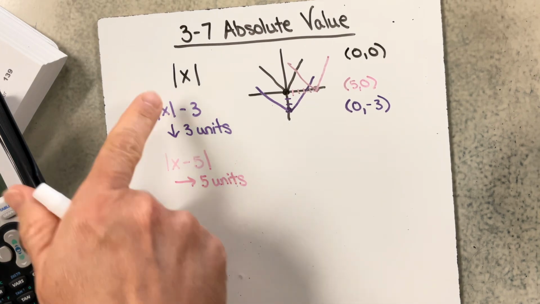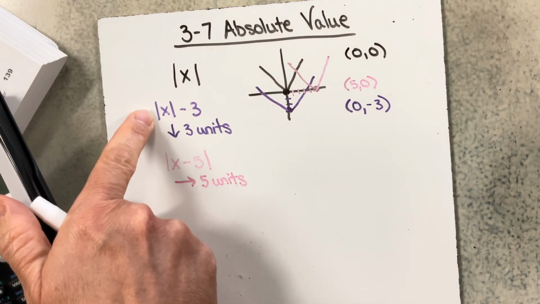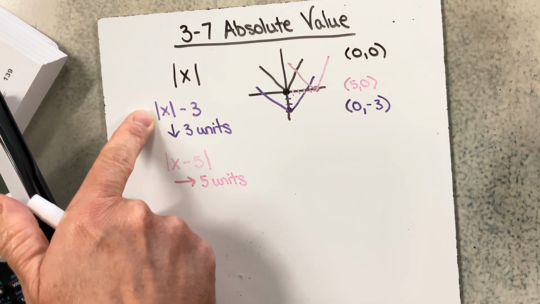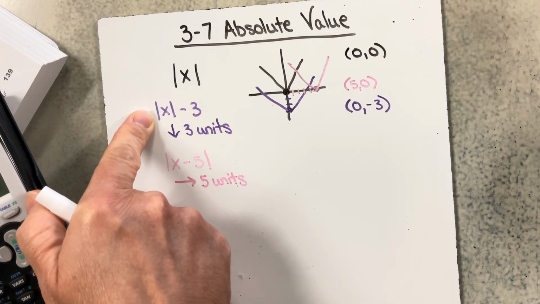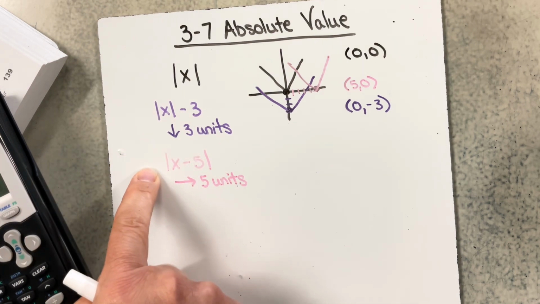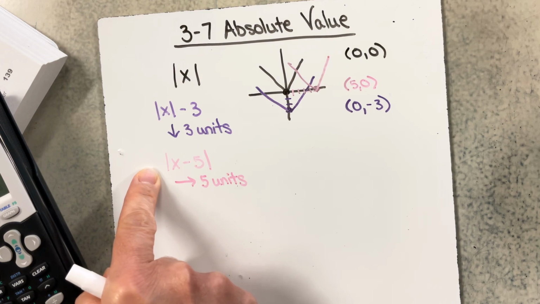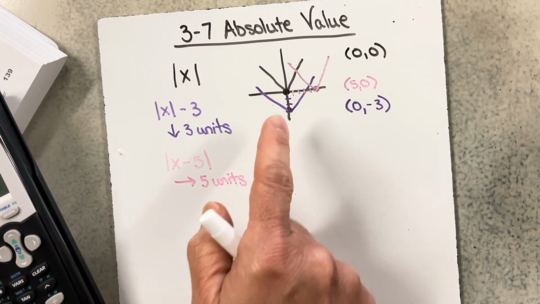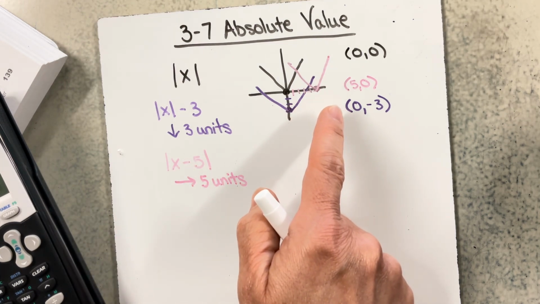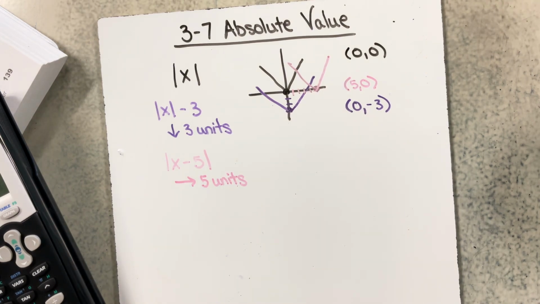So again, as long as you know your basic absolute value, this is going to move you down. If it was a positive 3, it would move you up. This one is going to move you to the left or to the right. The minus 5 moves us to the right. It's a little bit different than what you would think there.